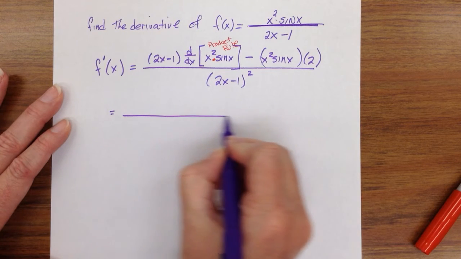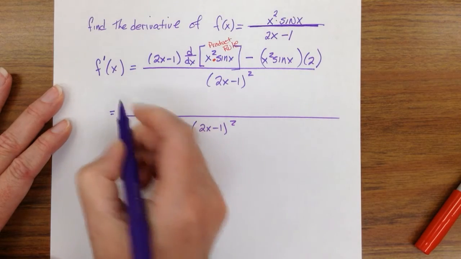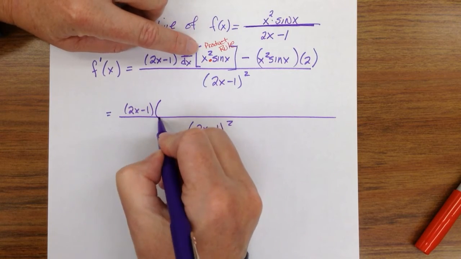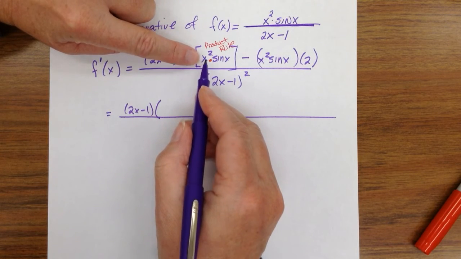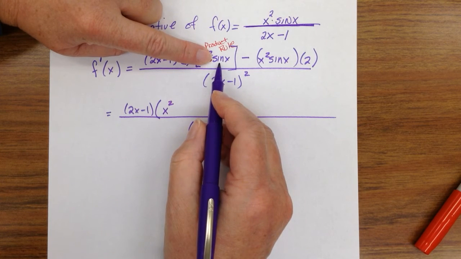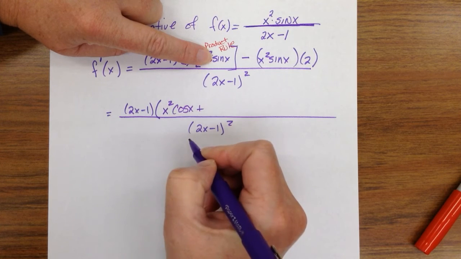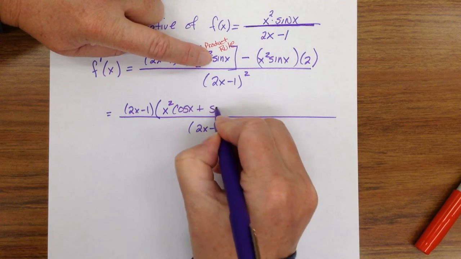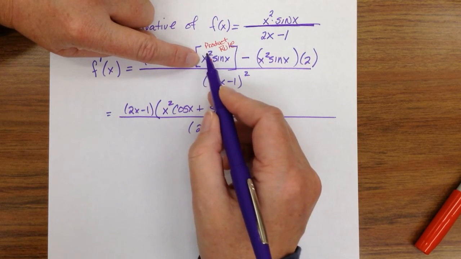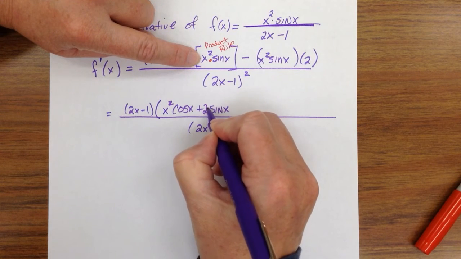Equal sign, giant fraction, denominator. All right, 2x minus 1. There it is. Here we go. Big parenthesis. Product rule. First times the derivative of the second. The derivative of sine is cosine. Plus the second times the derivative of the first. The derivative of x squared is a power rule. The 2 comes down, the exponent drops to 1, so it's a 2x. And look where I'm going to put it, right there.